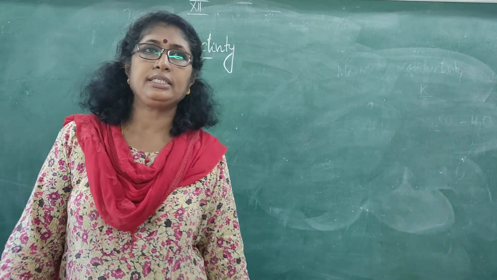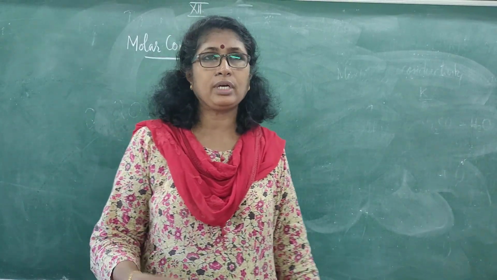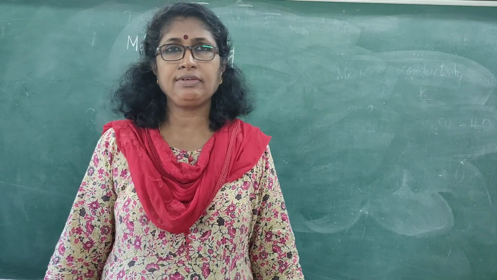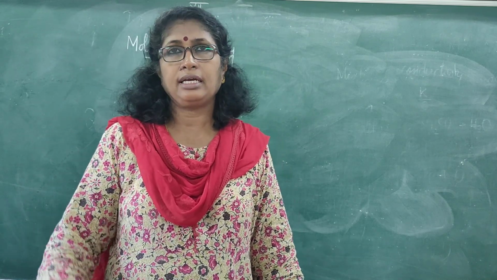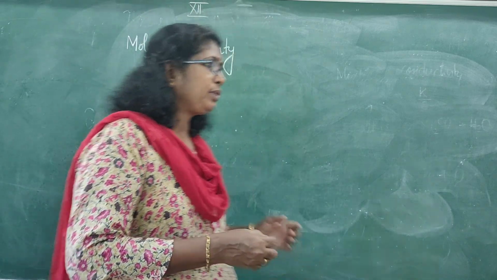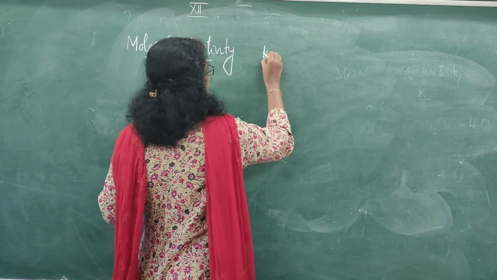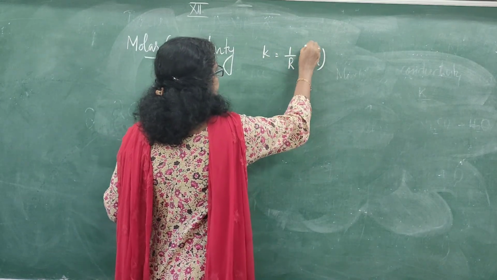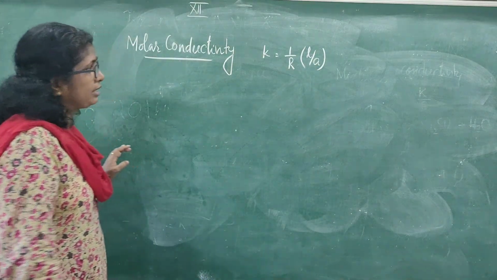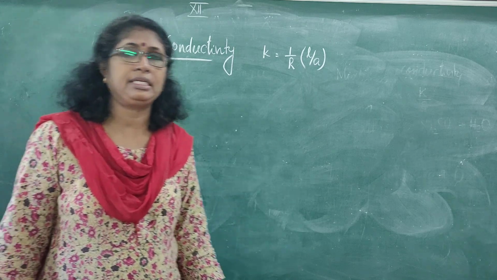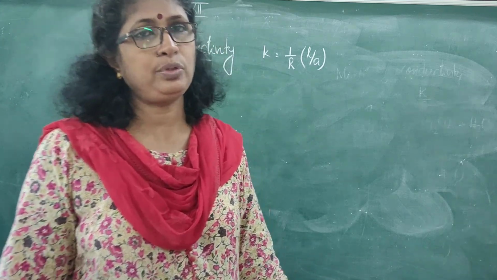Yesterday we completed conductivity and how conductivity can be measured. Now what is conductivity? Conductivity is the ability to conduct. It is equal to conductivity K = 1/R × L/A, and the cell constant of a conductivity cell we have found out, and we also determined the conductivity of an unknown solution.